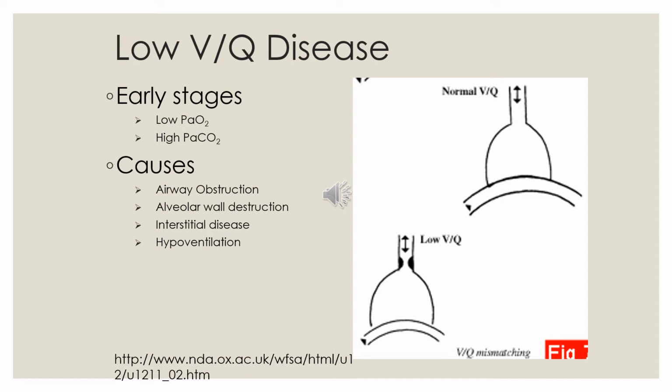And then on this slide, the early stages of a low VQ disease would be a low PaO2 and a high PaCO2. Think of what an obstruction does. An obstructed airway, if that's blocked, you're not getting any ventilation through there. So your blood might be flowing, but there's no actual gas exchange. It's an extreme situation, but a good thought process, I think.